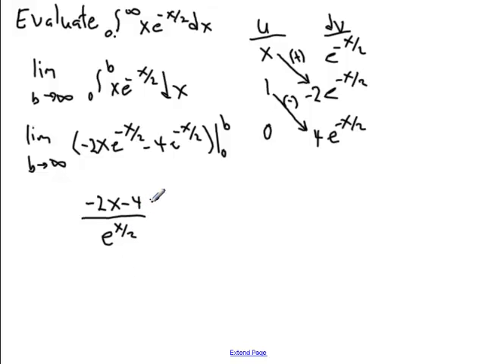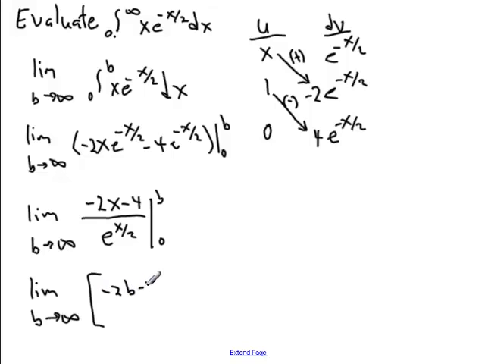Now, evaluate this between 0 and b, and still running our limit afterward will give us our result. So it'll be limit as b goes to infinity of the following expression: negative 2b minus 4 over e to the b halves minus, and we'll plug in 0, negative 2 times 0 is 0 minus 4 over e to the 0 halves.